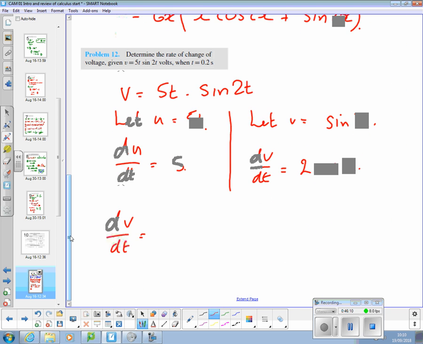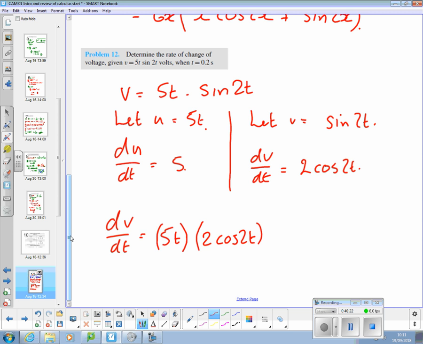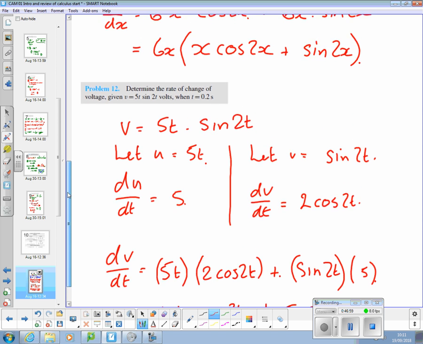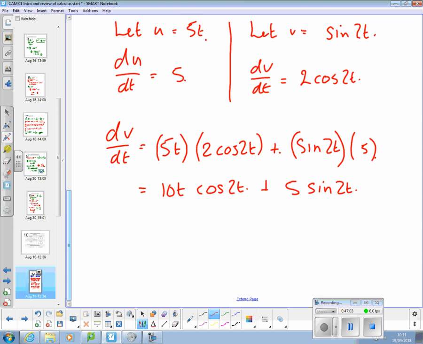It starts off with u. So what do we call u? 5t times dv by dt, 2 cos 2t, plus v, sine 2t, multiplied by du by dt, 5. Tidy up, two constants, so that's 10t cos 2t plus 5 sine 2t. And then the question is asking you, what's the value of that function when t is equal to 0.2 seconds?